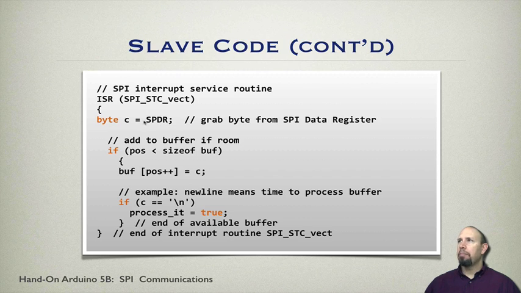So it's going to grab that byte, put it into C, and now we're going to put it into the buffer at position pos, and then we're going to increment pos. So basically what this does is put C into the buffer position, and then increment the buffer position as long as the buffer position is less than the overall size of the buffer. In this case it's 100.